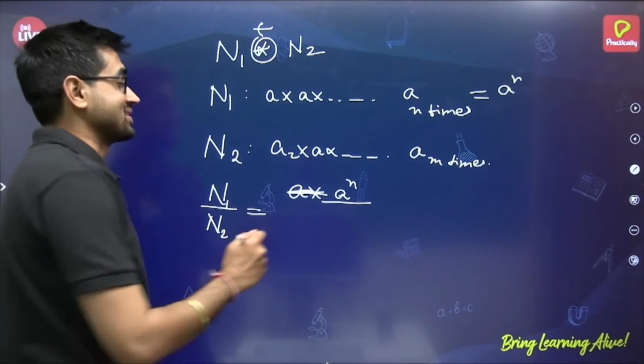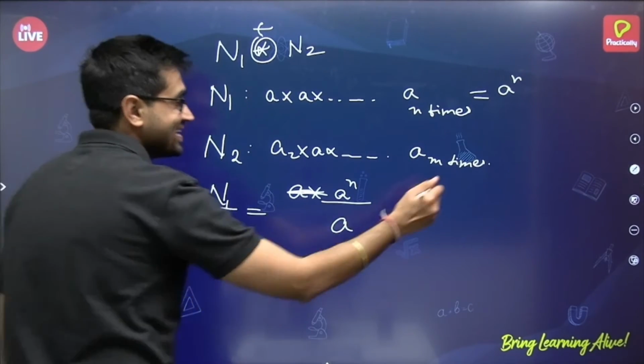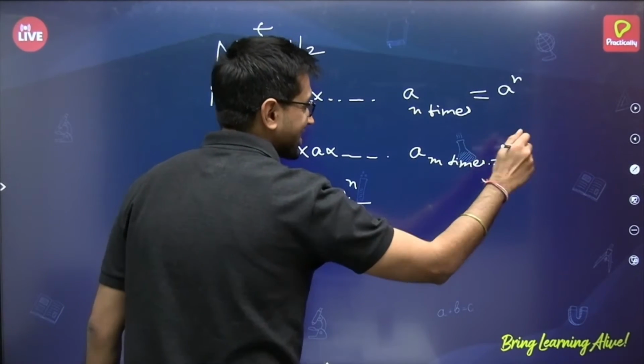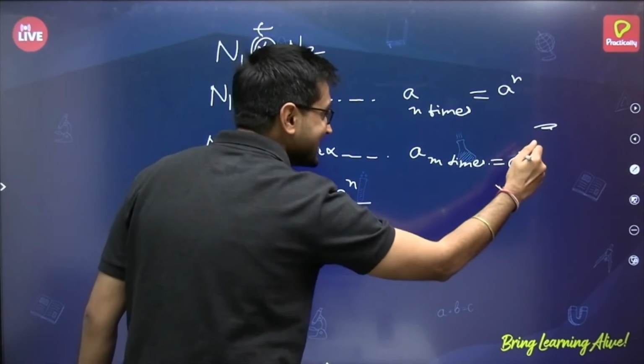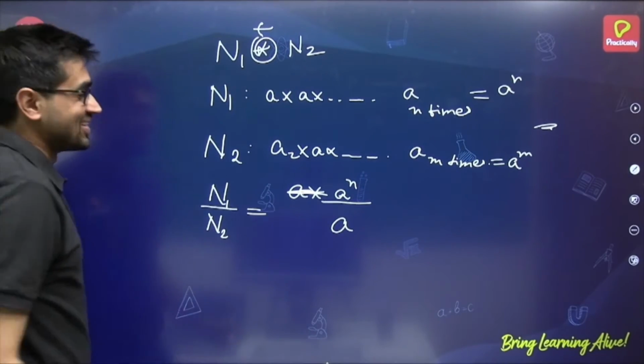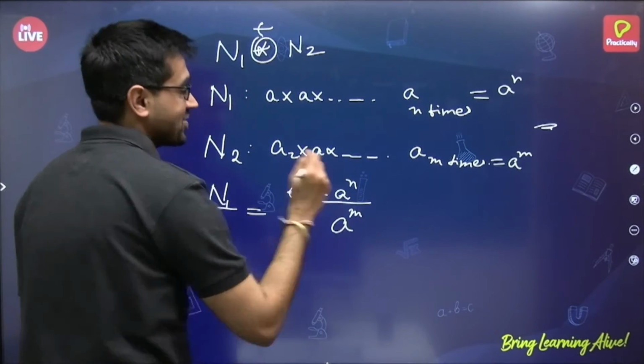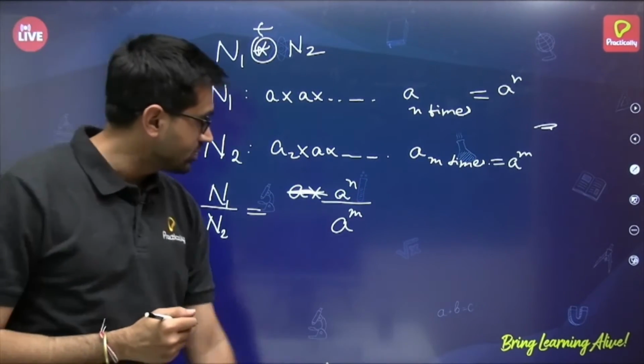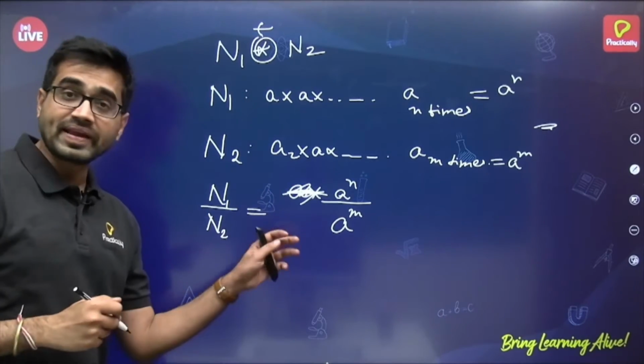I don't want to take the eraser. So a to the power n. I'm that student who always thinks, okay, do this quickly and move on. Okay, so n and m. Now what do you get? A to the power n divided by a to the power m. Now you have a to the power n and a to the power m.